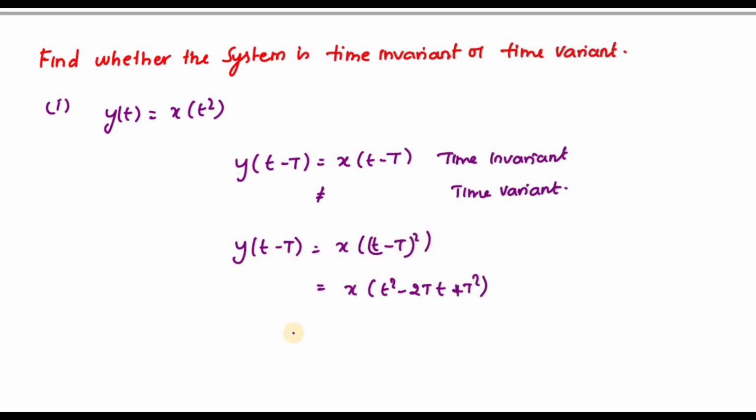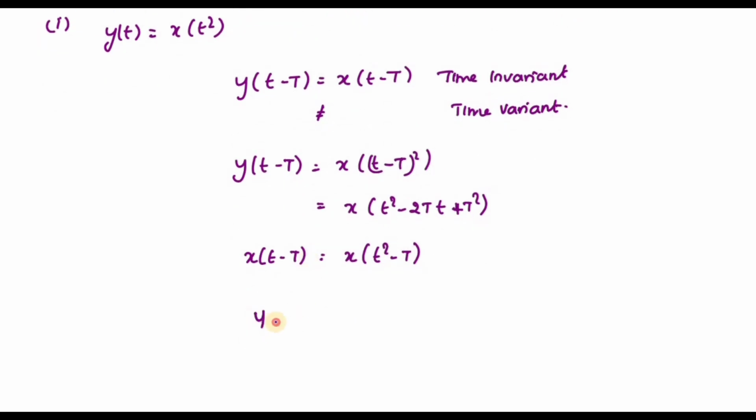Whereas if I change the input by T, you will get x of t square minus T. So you can see both are different, right? So here y of t minus T is not similar to x of t minus T. So it is time variant. This is for a continuous signal.